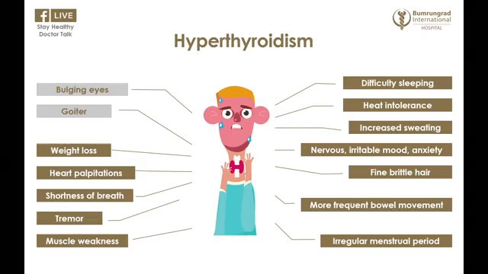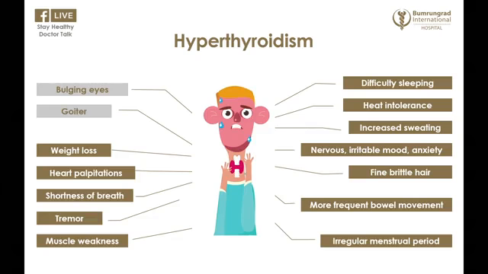For example, you may feel hungry a lot, you eat a lot, but you keep losing weight. You can have heart palpitation. People can have tremor or shaky hands. They tend to feel warm all the time. Their mood becomes irritable. They become anxious, stressed. Many times they have difficulties sleeping as well. They can have muscle weakness.